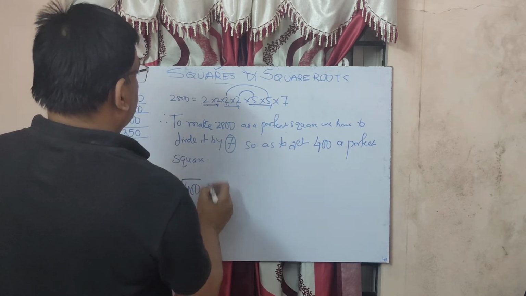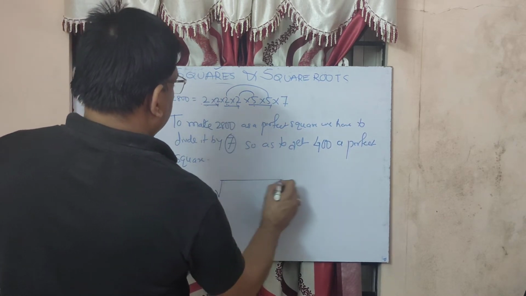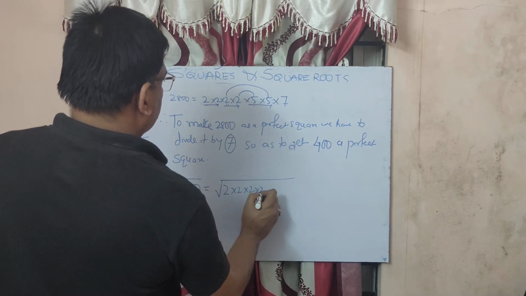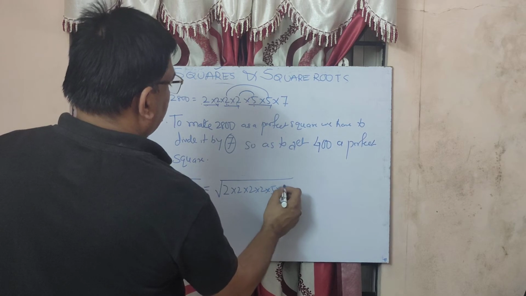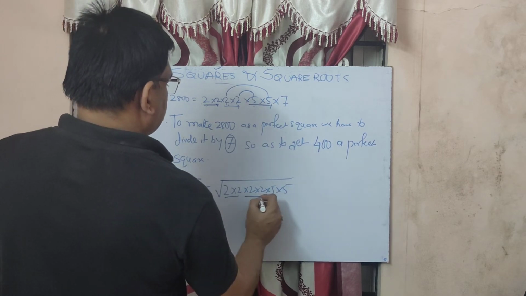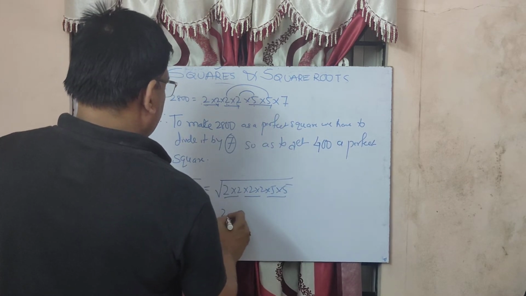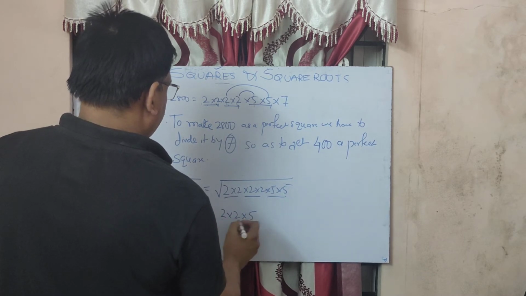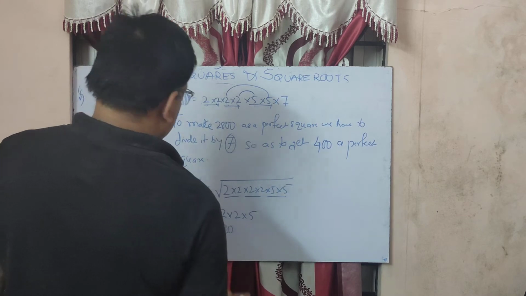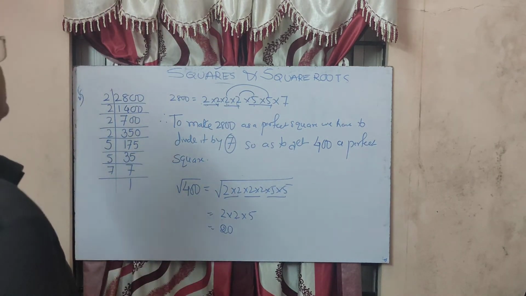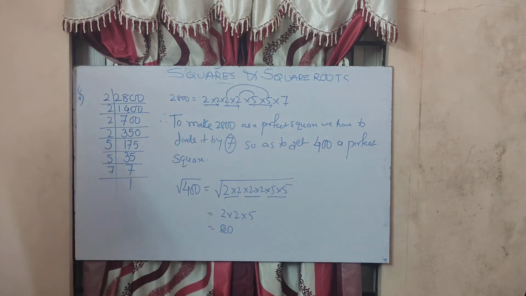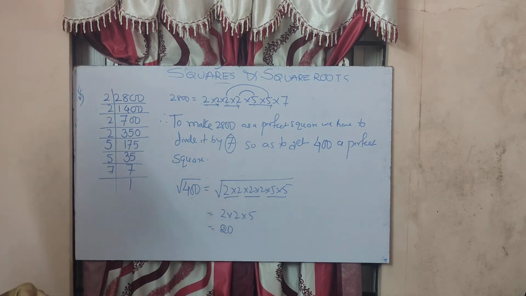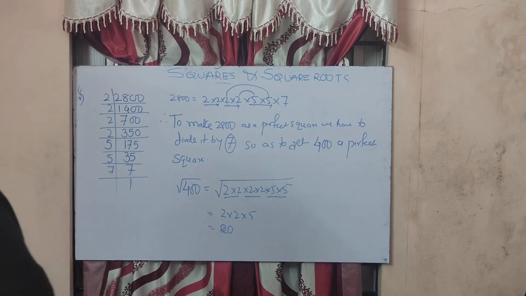To find the square root of 400, you have to write again the factors in square root form, that is 2 into 2 into 2 into 2 into 5 into 5. Now the pairing should be done. 2 into 2 into 5. 2 to the 4, 4 5s are 20. So 20 is the square root of 400. This is how you have to solve the examples.